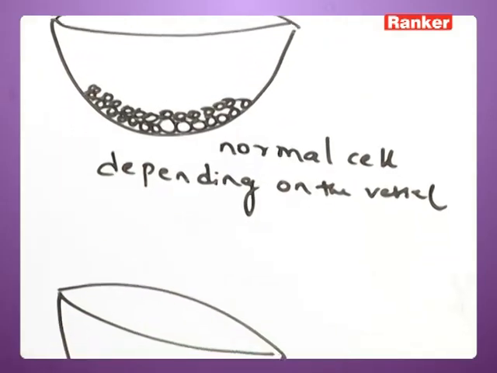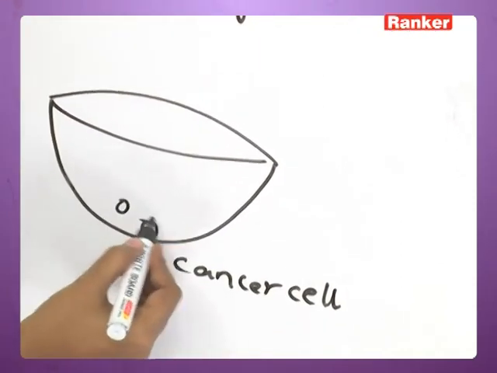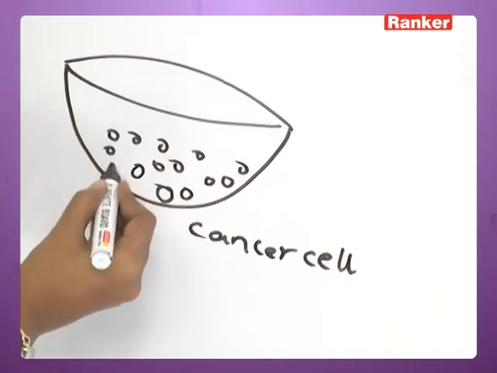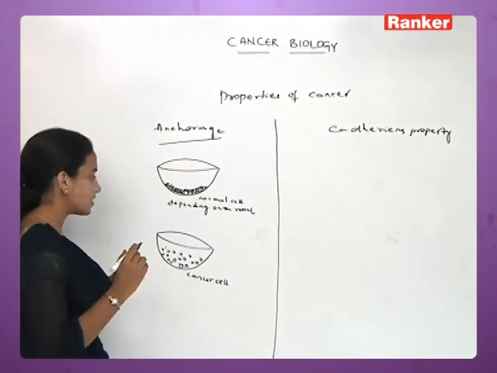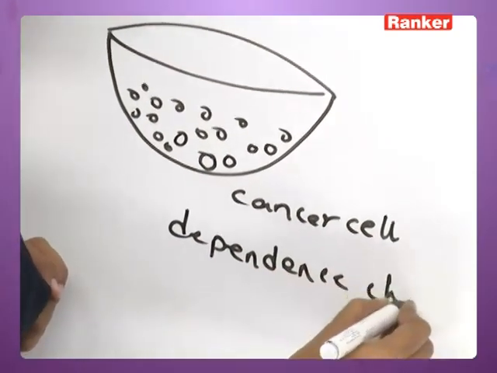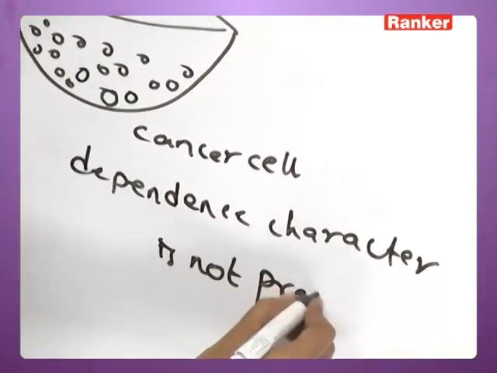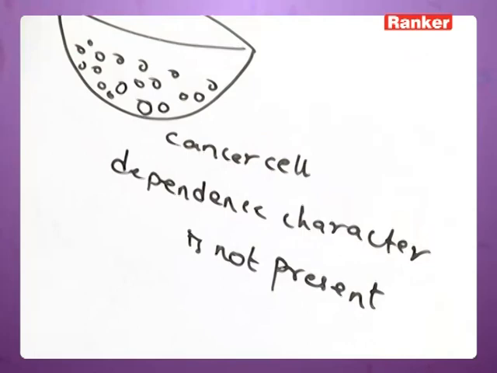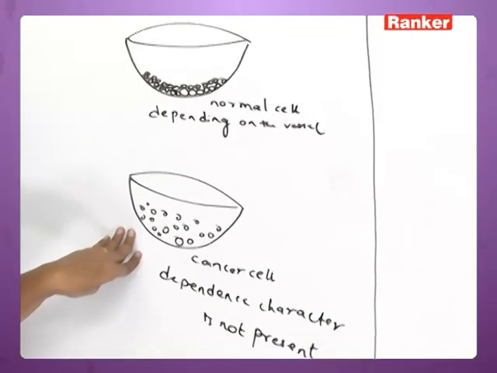Coming to the cancer cell, what happens is that they never hold to the vessel. That means there is no holding to the vessel. There is a division of cells and they move all over the vessel. That means they lose the property called anchorage property. That means the dependence character is not present. You need to understand that the normal cell is holding the vessel, taking the support of a vessel, and growing uniformly. But in the cancer cell there is no such uniform growth.